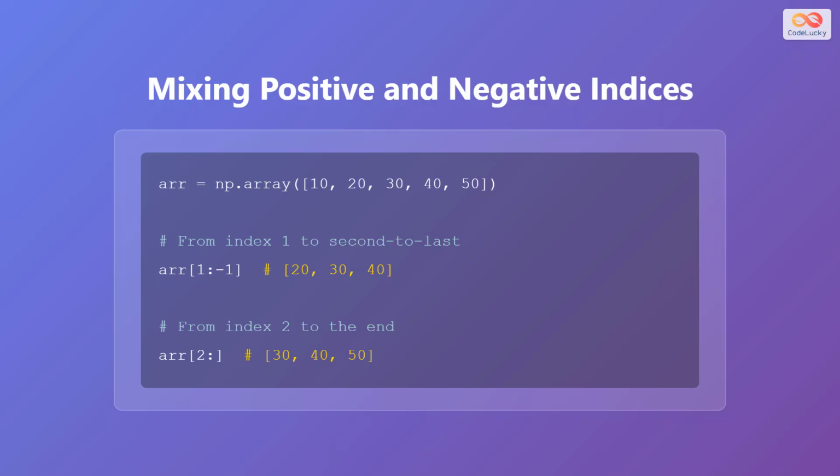You can mix positive and negative indices in the same slice for maximum flexibility. For example, r[1:-1] extracts elements from index 1 up to but not including the last element. This returns 20, 30, and 40. Notice how this excludes both the first and last elements. Another useful pattern is r[-3:], which starts at index -3 and continues to the end, returning 30, 40, and 50. Mixing index types allows you to precisely define the portion of the array you need.